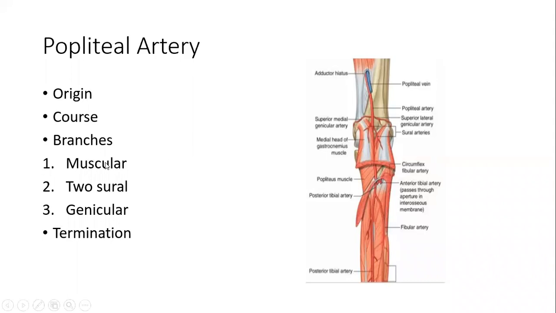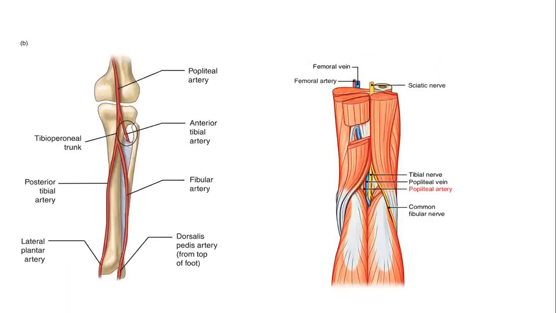And finally, we have the terminal branches of the popliteal artery, which include the anterior tibial and posterior tibial arteries. So here we can see the posterior tibial artery, and then we have the anterior tibial artery that runs within the anterolateral compartment of the leg, whereas the posterior tibial artery runs in the posterior compartment of the leg.